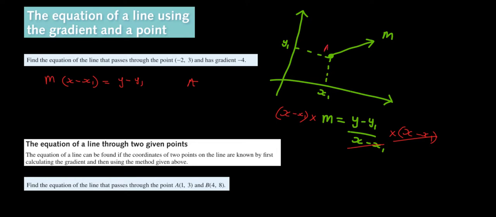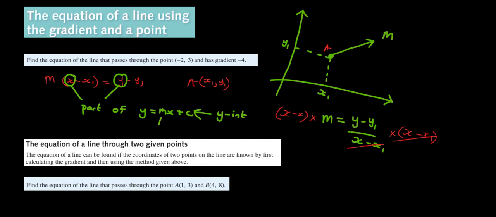Let's call our point A with coordinates x1, y1. A very common misconception is that these need to be substituted, whereas they form part of y equals mx plus c, where c is the y-intercept, and m is the gradient.